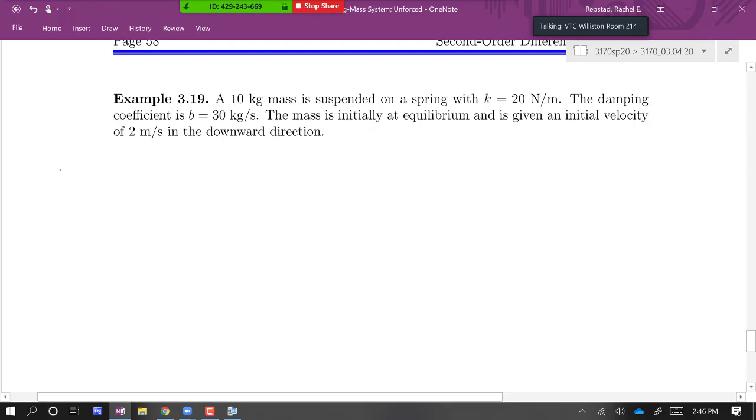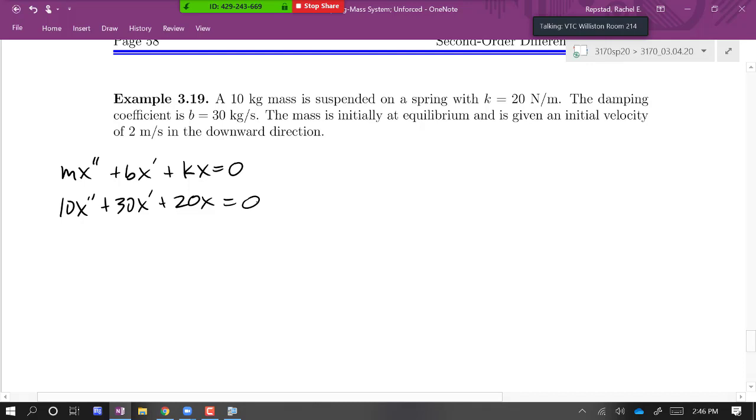Okay, so here's our basic equation. M times x double prime plus b x prime plus k x equals 0. We know that m is 10, so 10 x double prime plus 30 x prime plus 20 x is equal to 0.